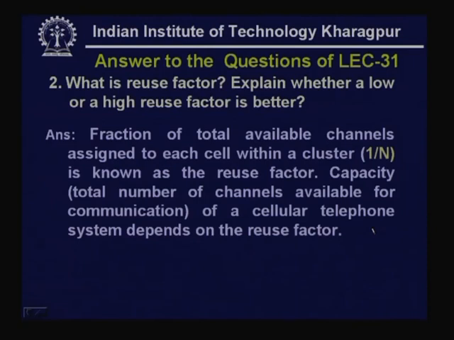Second question was what is reuse factor, and explain whether a low or high reuse factor is better. Actually, the fraction of total available channels assigned to each cell within a cluster is known as the reuse factor. So, if you have n cells in a cluster, then the reuse factor is 1 by n. Capacity of a cellular telephone system depends on this reuse factor. So, as n increases, you have a larger number of cells, so the covered area in each cell decreases. On the other hand, if n is small, then the area is larger.